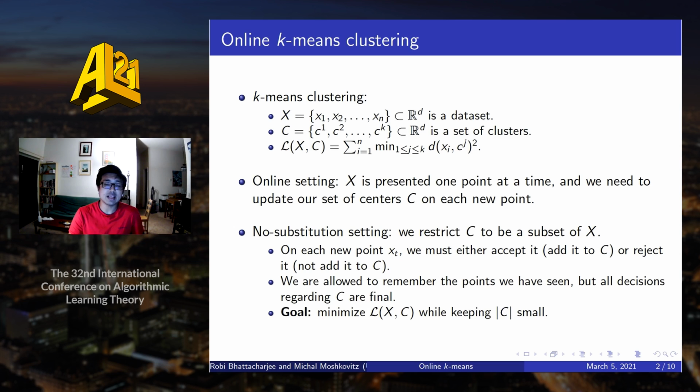And in our case, C has variable size because we're making these decisions about accepting and rejecting. Thus, we want to keep C small, ideally as small as O of K, or usually we must accept some sort of log n factor, so O of K log n, something like that.